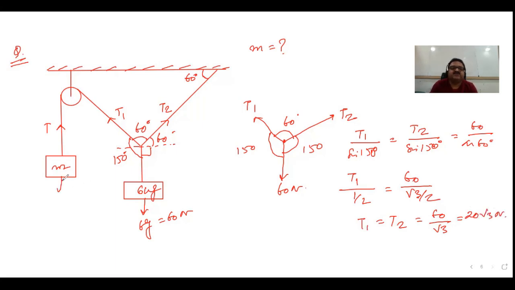Now look, the system is in equilibrium. So T equal to mg, that means this T1. So we can write T1 equal to mg. Therefore, mg, T1 is equal to 20 root 3. mg is equal to 10, m into g 10. That means m equal to 2 root 3. Okay.